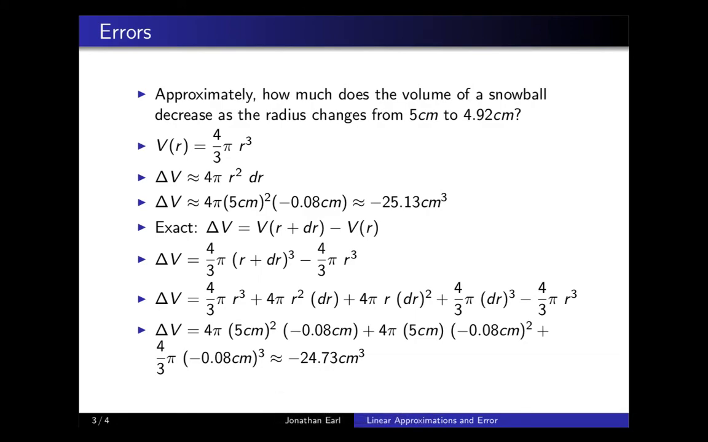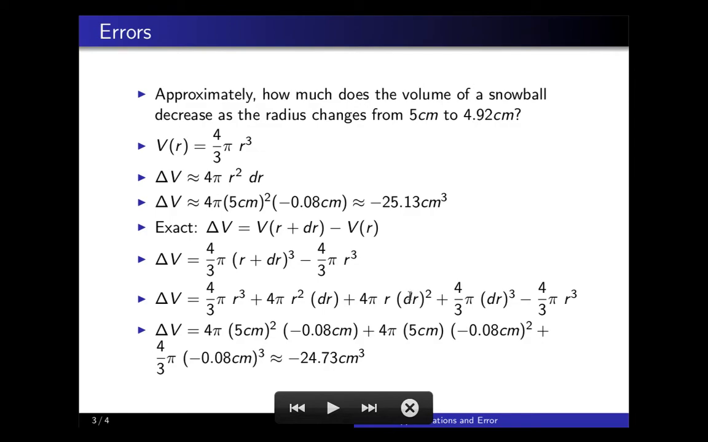Okay, and one of the ideas is that we're really dropping off these last two terms. The reason why this kind of works is that in comparison to the actual radius size that we're working with, the dr is fairly small. We're looking at a radius of 5 centimeters, and the drop in the radius is 0.08 centimeters. So in comparison, quite small.